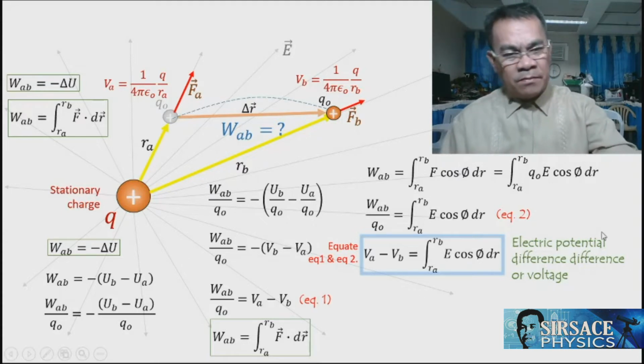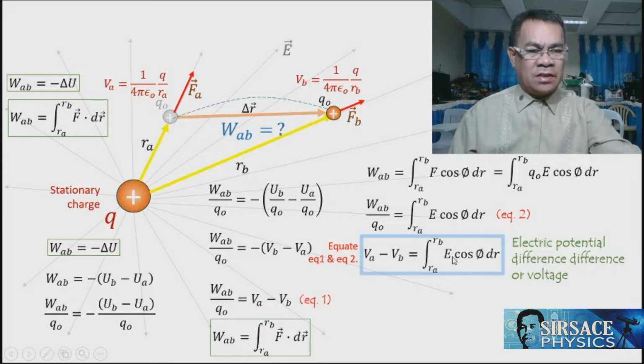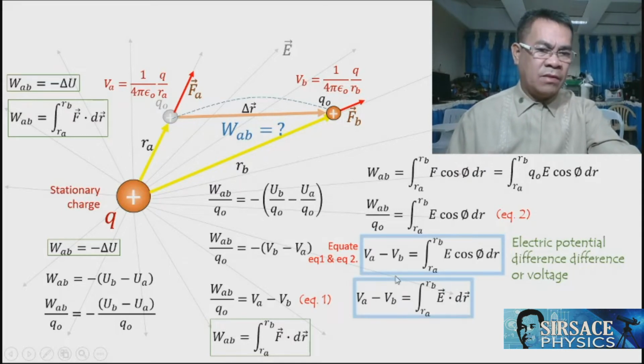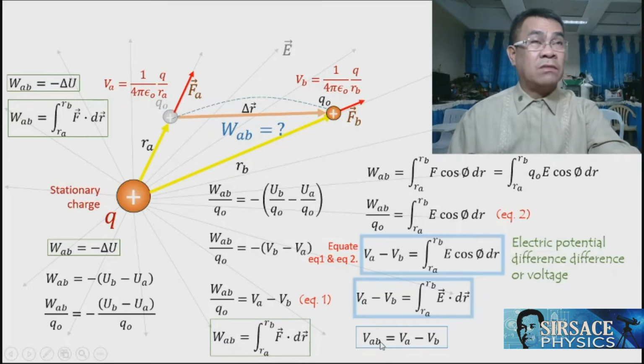Now take note that the meaning of cosine, and this is the magnitude of the vectors, we can use the dot product. So the general form of this formula is the potential difference from A to B is equivalent to the integral of E dot dr, dot product. Take note that the potential difference from A to B goes from high potential to a low potential. So you can say it from high to low.